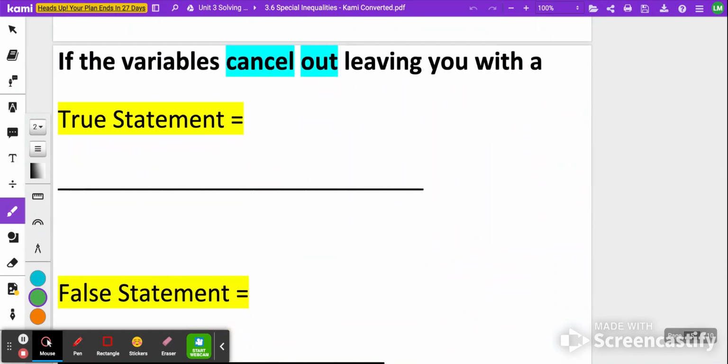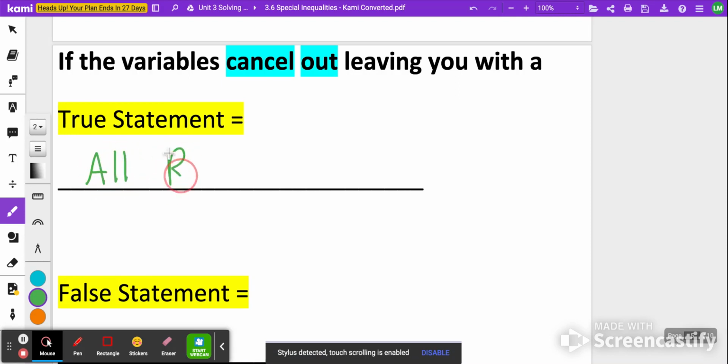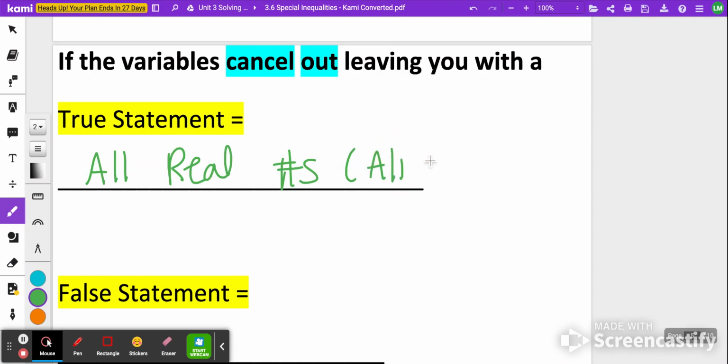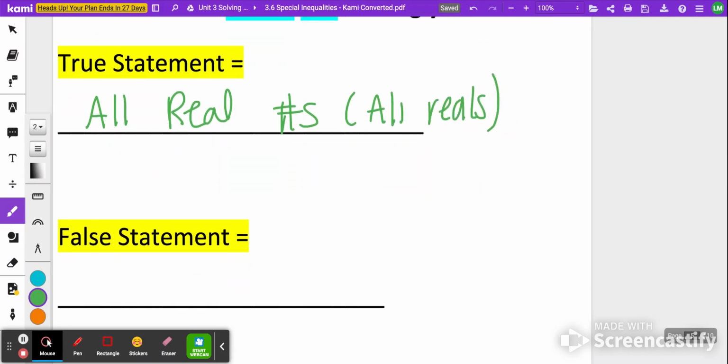The first thing we want to do is we are going to see some options where the variables will cancel out. And if it leaves you with a true statement, we're going to say that answer is all real numbers, or you can just say all reals. If that provides you with a false statement, then you would need to say no solution. So here are some things that you might see.